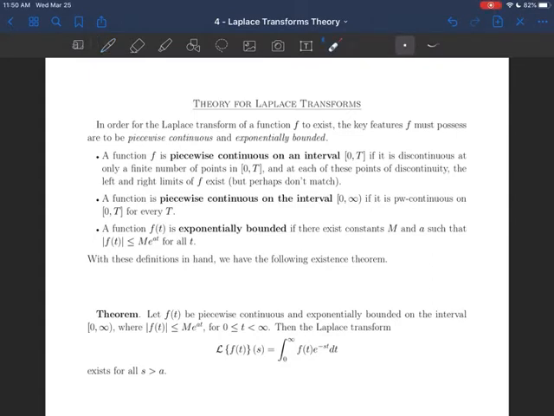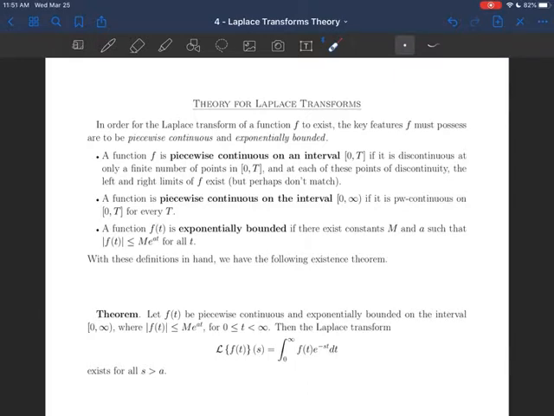Hi everyone, welcome back. Today we're going to be talking a little bit about the theory that we need in order to use Laplace transforms. We are going to set up a couple of definitions and then some theorems about uniqueness and existence that are going to help us use Laplace transform methods to solve initial value problems.